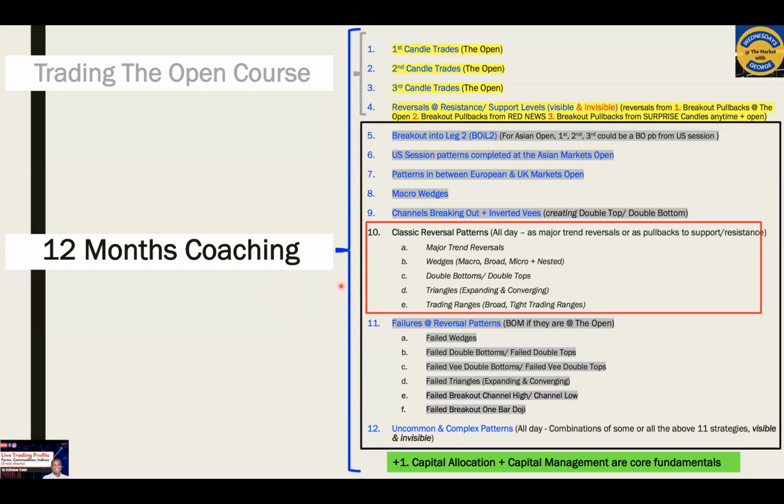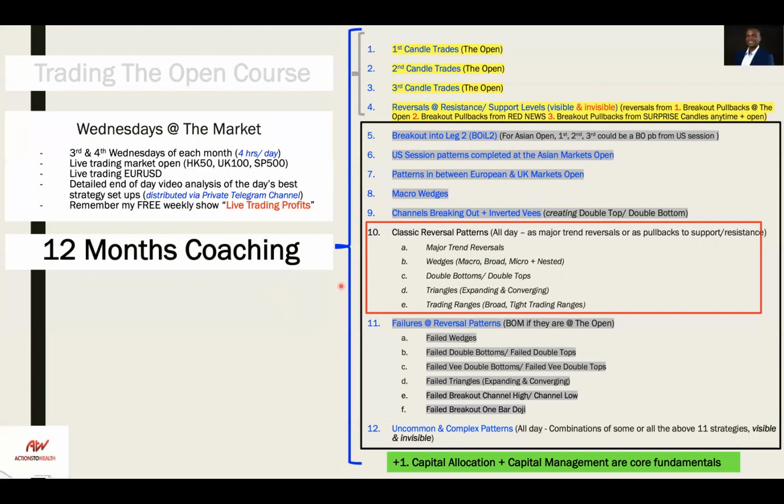But the way the 12 months of coaching is structured is as follows. Wednesdays at the market. This is the third and fourth Wednesdays of the market, which is accessible as part of the 12 months coaching. It's by subscription. It is not free. It's the third and fourth Wednesdays of the month, 4 hours during the day. That's the cumulative time that I'm live trading each of those opens that I spoke about. We actively live trade the open of the Hang Seng 50, UK 100, S&P 500, and we also live trade the euro versus dollar, throughout the day.